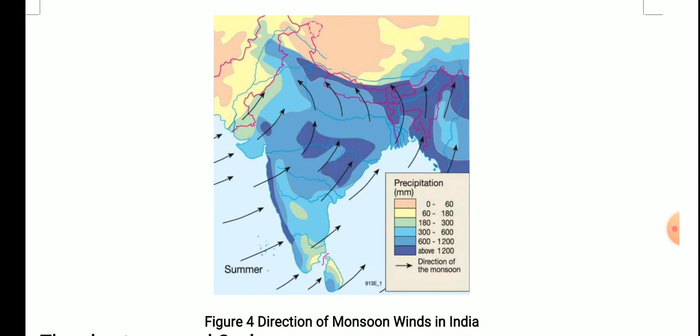Now you can see the direction of monsoon winds in India. Now look at the arrows. See what is happening. The wind is blowing from the ocean towards the land surface.